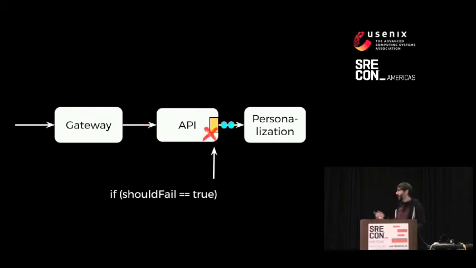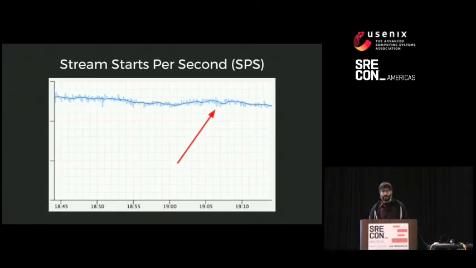And so in this case, when the request in the experiment goes from API to personalization, the client library there can just cancel it. We can add a failure there, we can return an error, or we can just let it time out. So say we return an error. In this case, we're trying to see, for 10% of traffic, if we're failing out this personalization service, is there an effect on our stream starts per second?